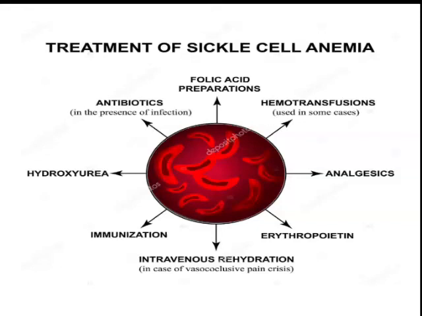The patient has less immunity, so there is possibility of more infection, so you need to give them antibiotics. Hydroxyurea sometimes reduces the pain in the joints. Immunization is very important. Intravenous rehydration, especially in the vaso-occlusive pain crisis, you need to treat them by giving a lot of fluids and erythropoietin substitute. So these are some of the basic treatments given for sickle cell anemia.